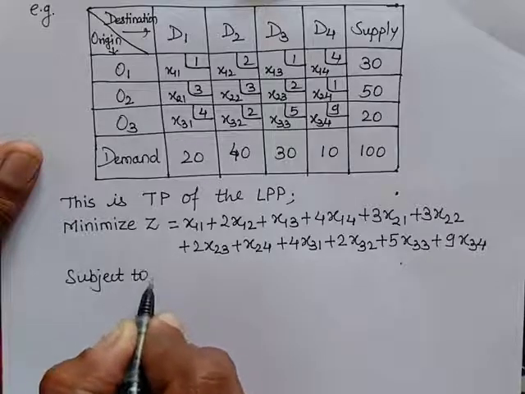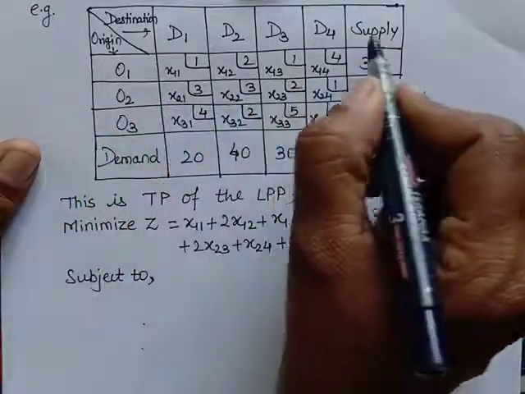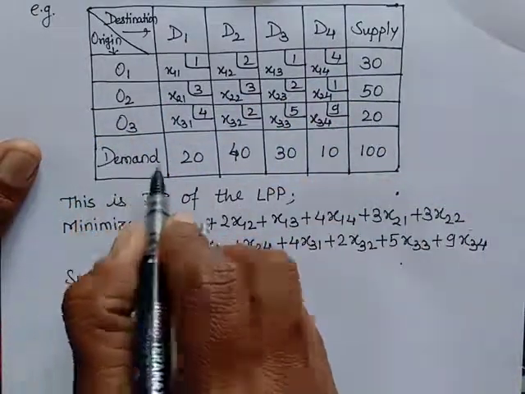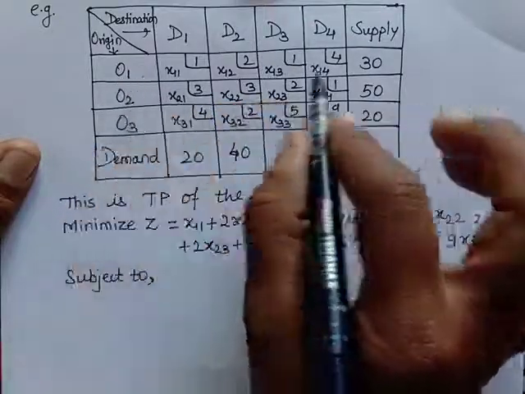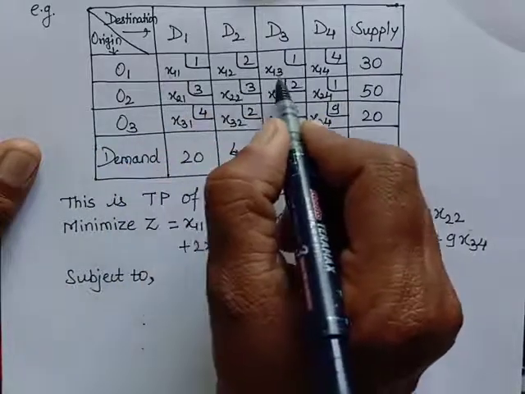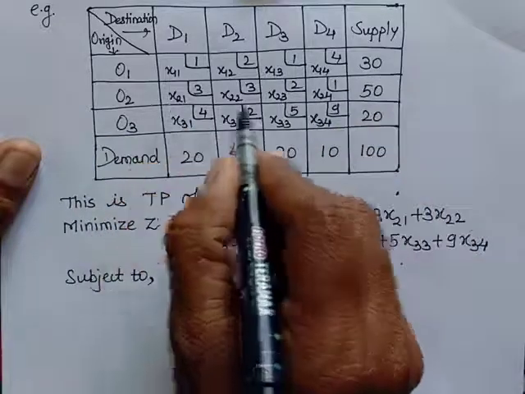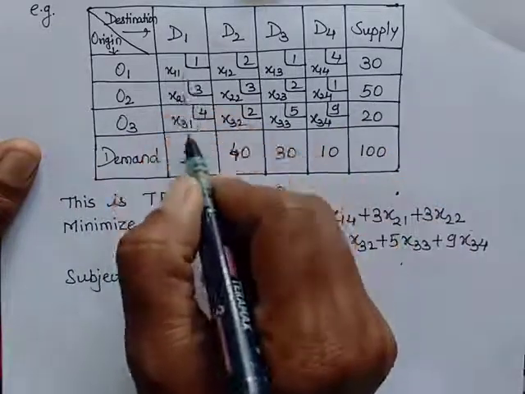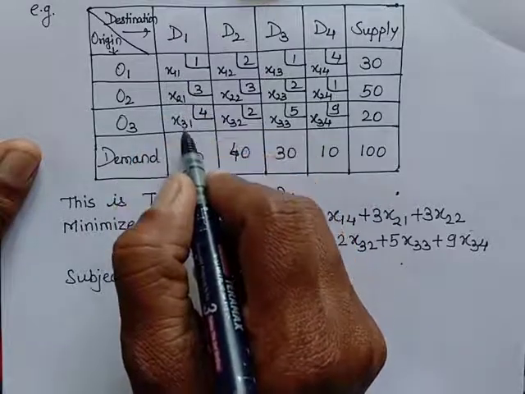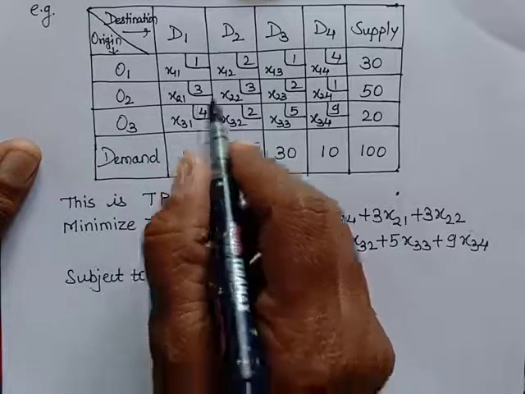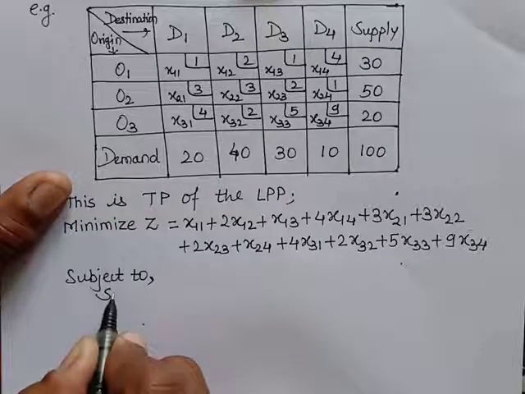Subject to. Now here are two types of constraints. First one, the supply constraint, and another one, the demand constraint. Supply constraints are row wise. So x11, x12, x13, x14, their addition should be how much? 30. Similarly the others. And demand constraints are column wise. So x11 plus x21 plus x31 should be how much? 20. Similarly the others. So let me write first the supply constraints.